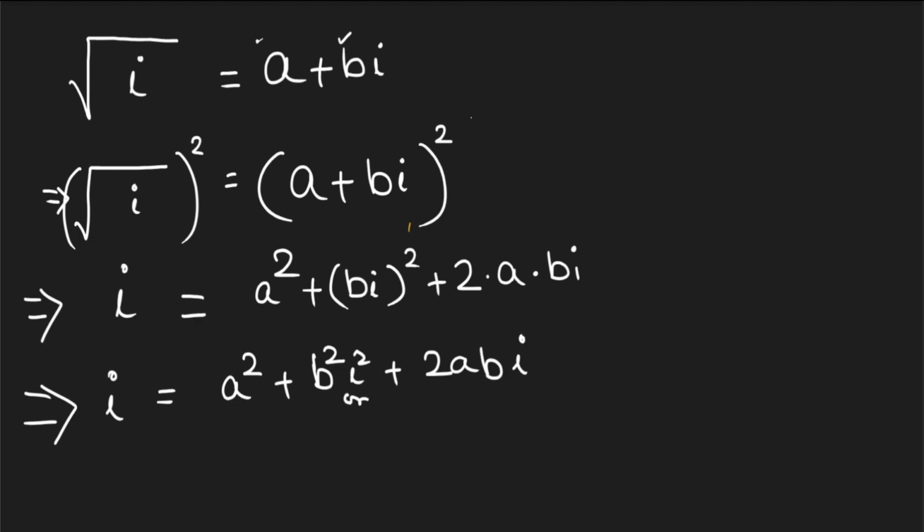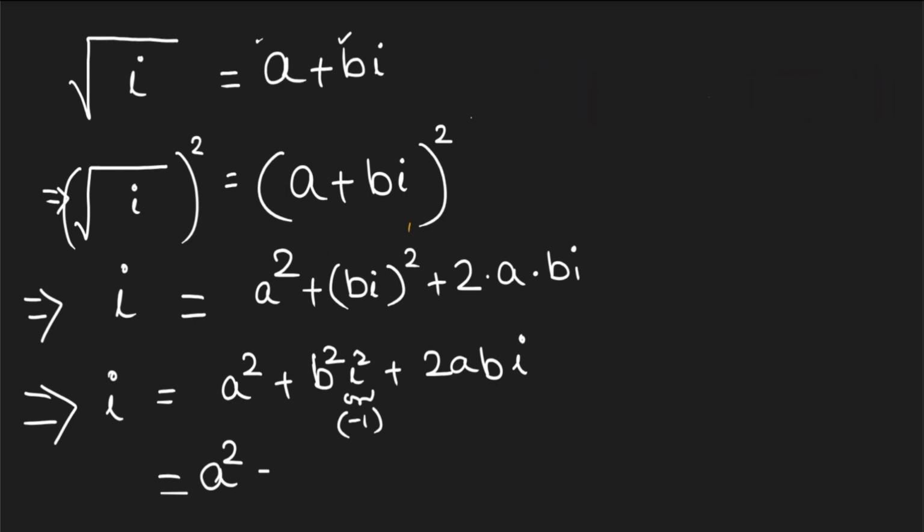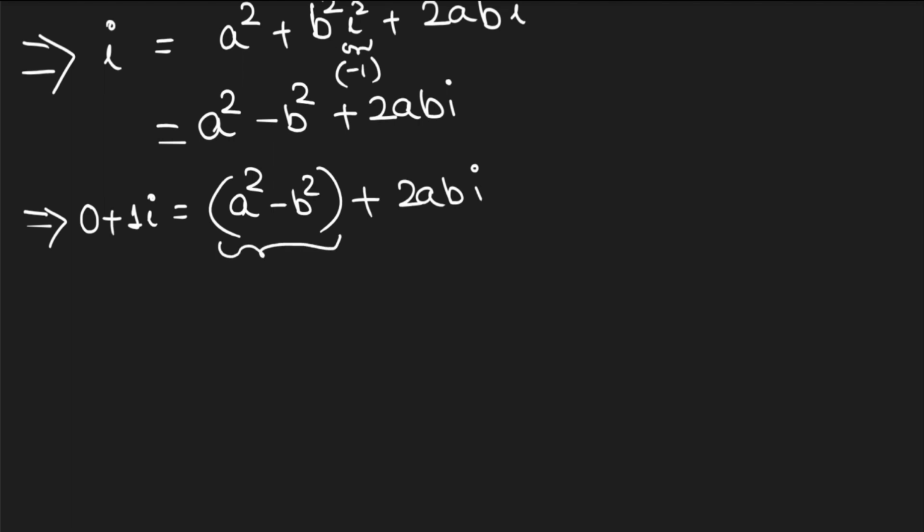and we know that the value of i square is minus 1. Hence we can simplify this equation as 0 plus 1i is equal to a square minus b square plus 2abi. Hence comparing both sides of the equation, we can say that a square minus b square is equal to 0 and 2ab is equal to 1.